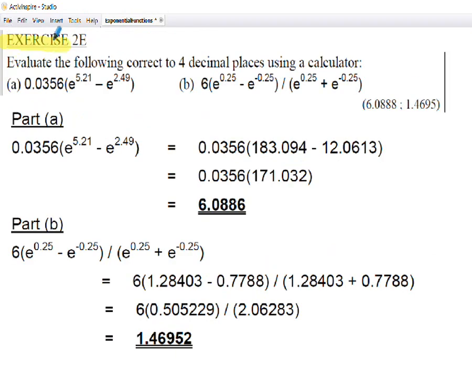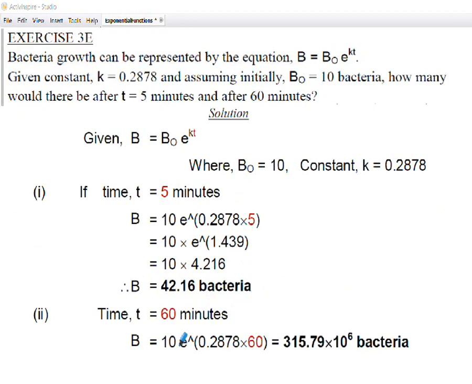Exercise 2e is shown again here. All I'm doing in this particular slide is showing you the actual values for the exponential functions, just in case you have any trouble calculating the values. So this would be here, for example, e to the 5.21. This would be e to the 2.49 here, okay? Down in part B here, this would be e to the 0.25. This would be e to the minus 0.25. I'll just let you use that as a backdrop in case you're having trouble working out the actual values.